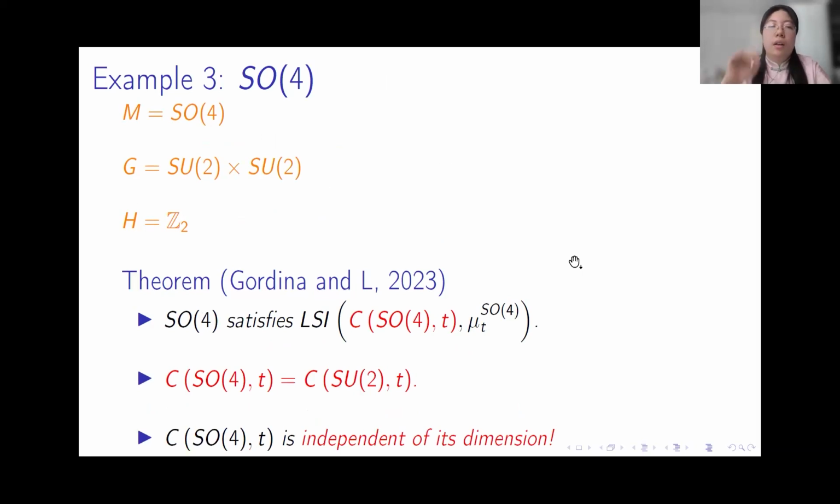And the last one is SO4. As Mesha mentioned, this is no longer step 2. But still, you can view it as a homogeneous space under the action of SU2 times SU2. You get the log-Sobolev inequality together with its constant, the same as the one on SU2. Therefore, you get the dimension-free property.